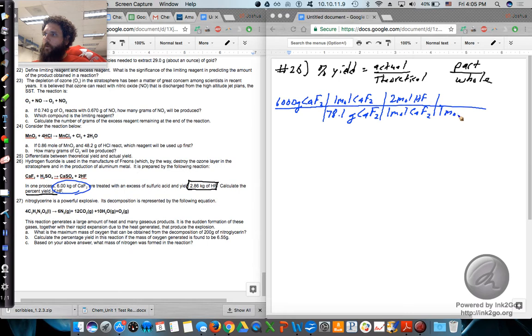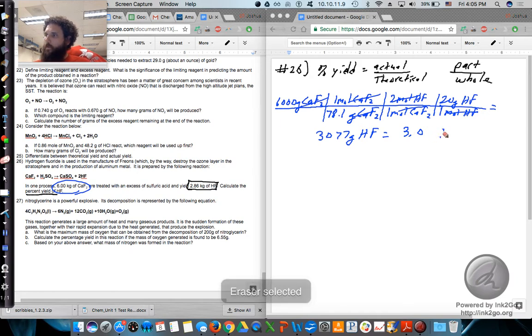And then we can figure out our final mass of the hydrogen fluoride. 19 plus 1, that's 20 grams. Cancel, cancel. All these get canceled. We end up with 3,077 grams of the hydrogen fluoride gas, which is equal to 3.077. I'm going to round to 3.08 kilograms.